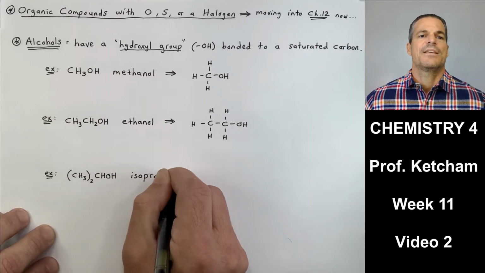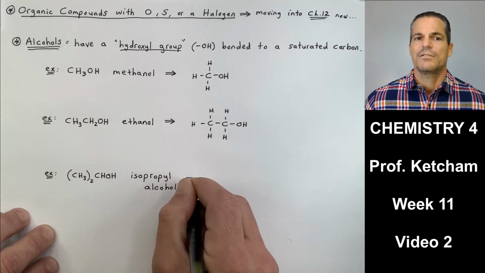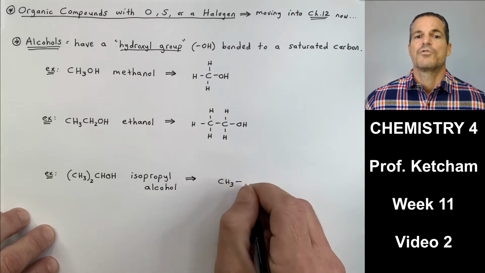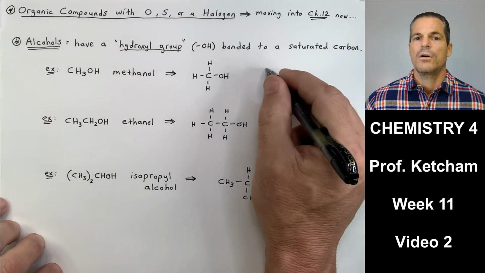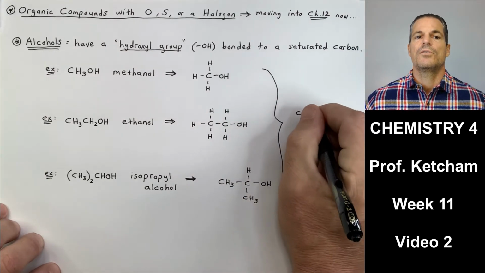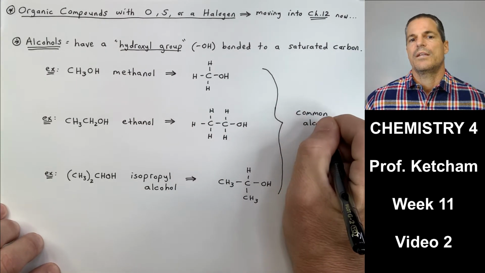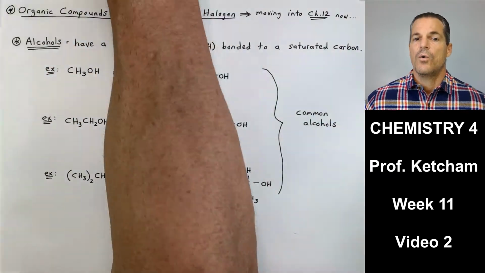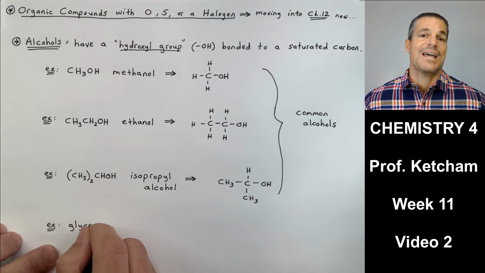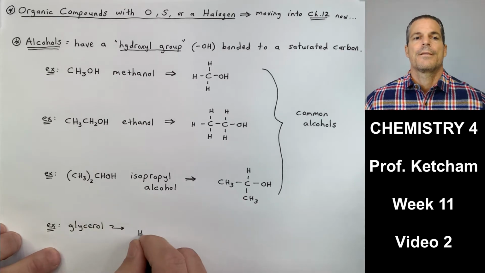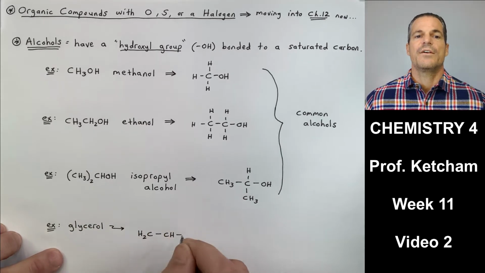All right? Now the next example is very common, so you need to know it. And I've drawn it out for you because the formula looks a little funny. That's isopropyl alcohol, and that is (CH3)2CHOH. All right, basically the OH is attached to a carbon that is also attached to 2 other methyl groups. That's an isopropyl group.